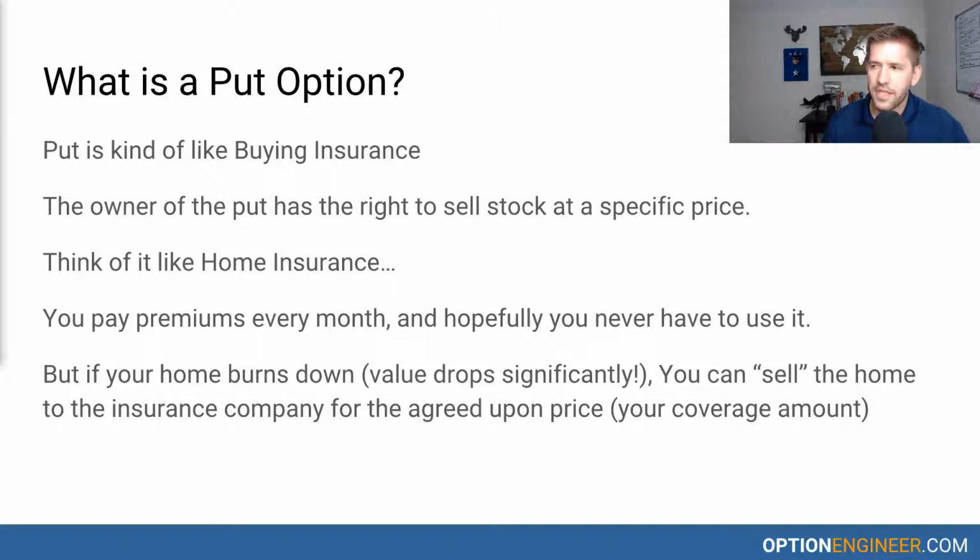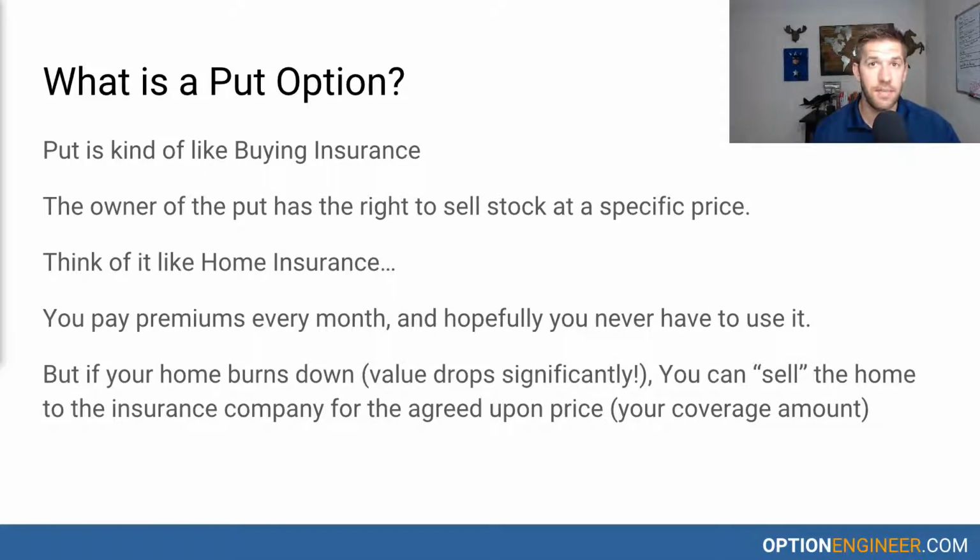But if your home ever burns down or floods or a tornado rips through it, or whatever happens that causes you to need to use your insurance, basically the value is dropping significantly. It's going to zero, or dropping to such an extent that it's profitable for you to use your insurance option. In that case, you can sell your home. If you total your car, or your home burns down and you need to rebuild it, you're essentially selling it to the insurance company.